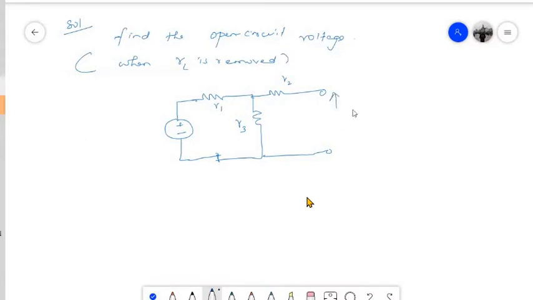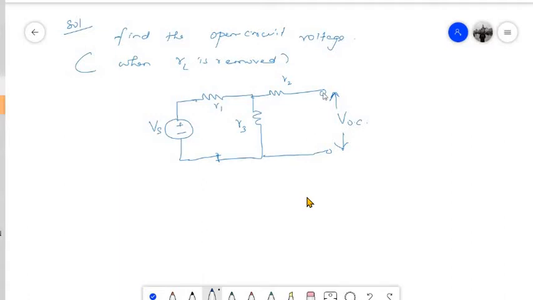Now I need to find the open circuited voltage at this terminal. So that open circuit voltage will give me the Thevenin's voltage, that is VOC or VTH. Now, using the voltage divider rule or current divider rule, you'll be able to very easily find out the open circuit voltage at this particular terminal. So how to do this?